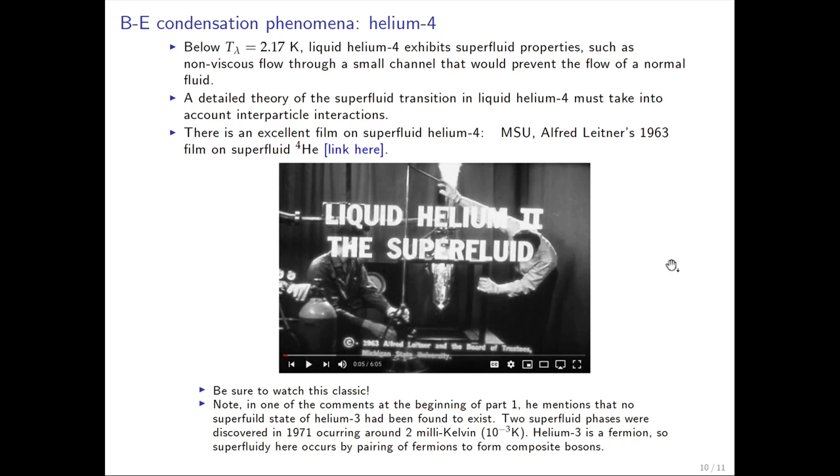So, okay, we'll just mention that, as I said, two superfluid phases were actually discovered in 1971, and they both occur around 2 millikelvin. A millikelvin is 1,000th of a kelvin, 10 to the minus 3 kelvins. And helium-3 is a fermion, so superfluidity in helium-3 occurs by pairing of fermions to form composite bosons.